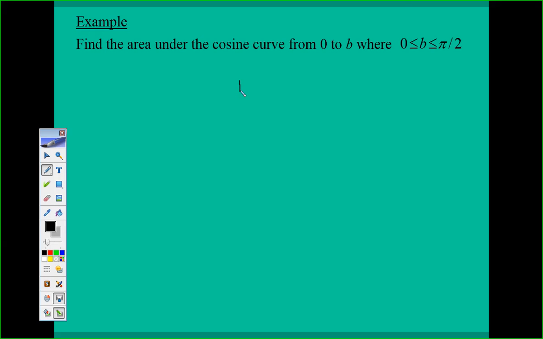So if we want to find the area under the curve of the cosine graph, we're going to integrate the cosine. And we're going to evaluate it from 0 to b.